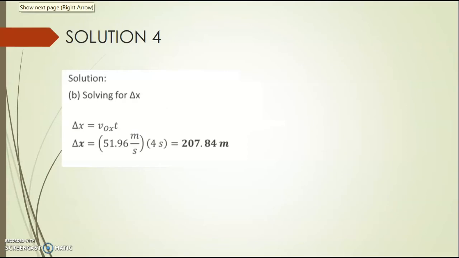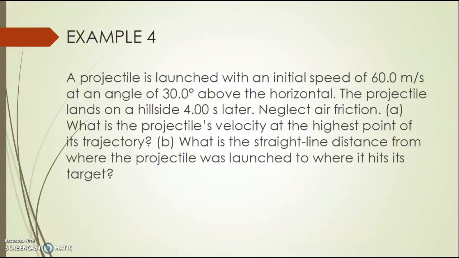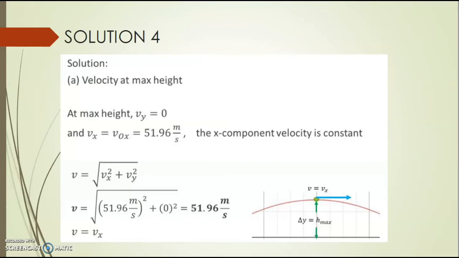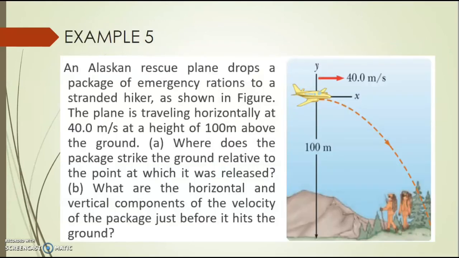Next, for the range. Since this is our working equation, we are given that the time is 4 seconds. So we're going to be using this formula, Vox times time. So that's 207.84 meters.